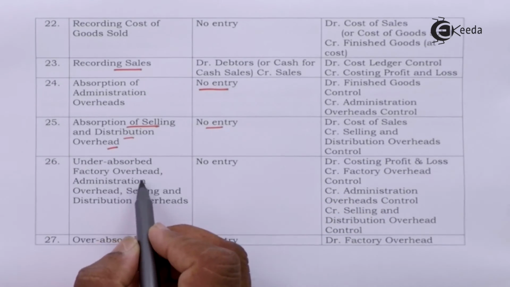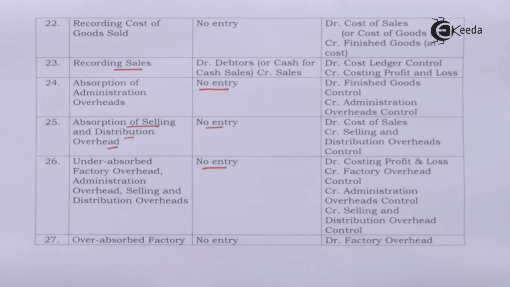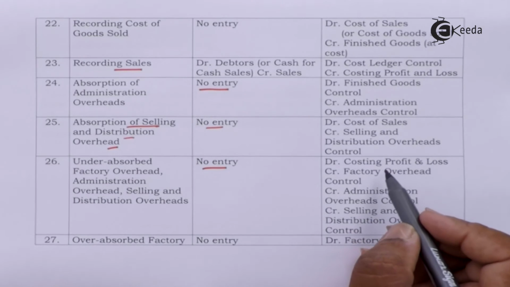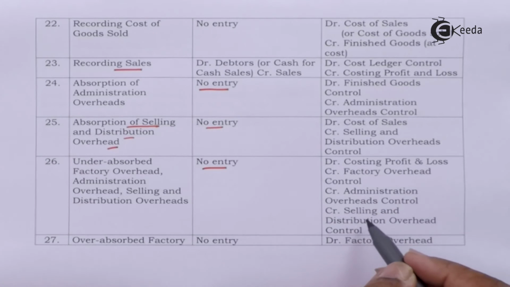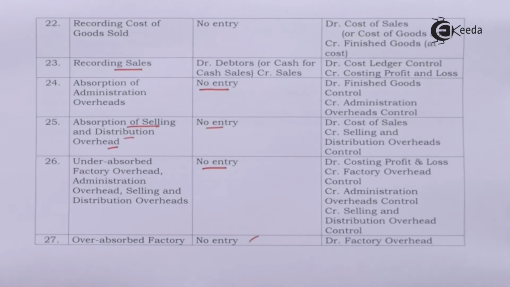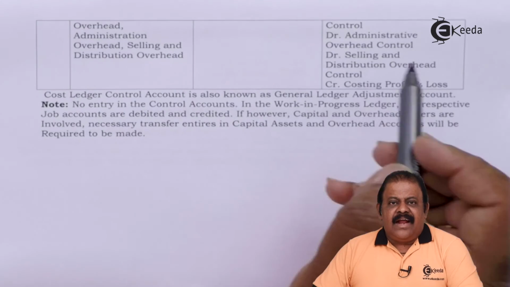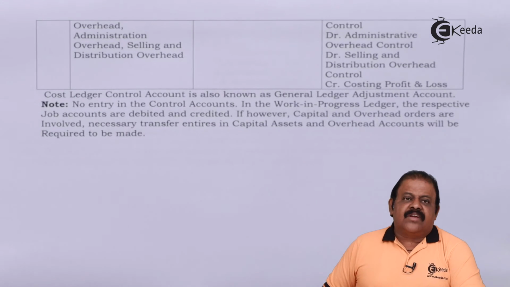Under absorbed factory overheads, administration overheads, selling and distribution overheads, no entry required in financial book. In cost book, costing profit and loss account debit to factory overheads control account, to administration overheads control account, to selling and distribution overheads control account. Over absorbed factory overheads, selling overheads, administration overheads, no entry is required in financial book. In cost book, factory overheads control account debit, administration overhead control account debit, selling and distribution overheads control account debit to costing profit and loss account.